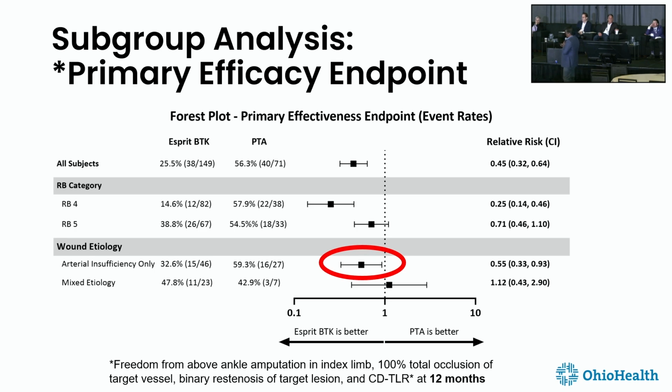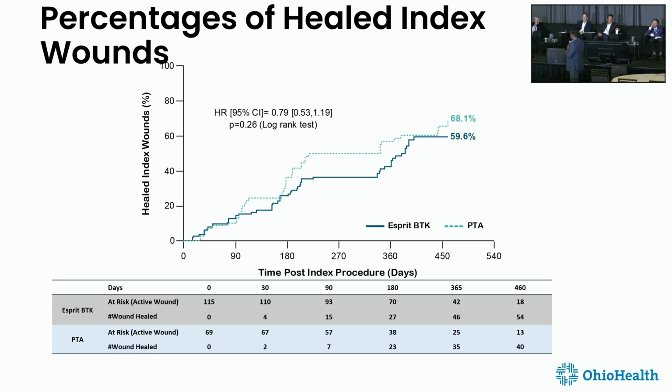When we did the primary efficacy endpoint, the arterial ischemia only compared to the mixed, see how it is benefited by the Esprit. So when you are able to tease out just from that etiology, you can get very granular in terms of what the device does, what the therapy does, rather than blaming the device or the therapy for perhaps the lack of knowledge of what is ischemic and not.